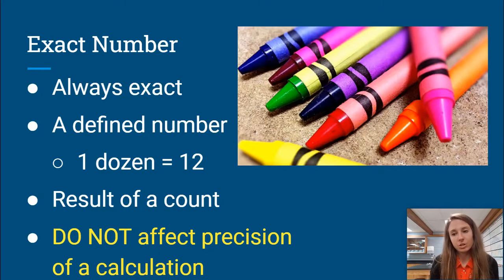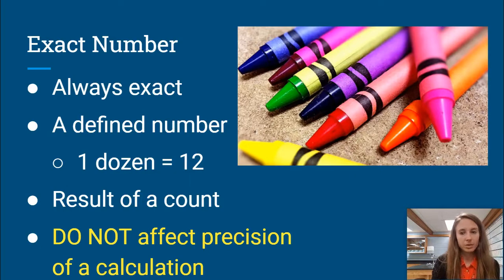So if you look at the picture on the screen, if we count how many crayons there are, you can count that there are 8 of them. And there is no uncertainty that there are 8 crayons in that picture. So therefore, because there is no uncertainty, that makes it an exact number. Likewise, if we jump back to the defined numbers, there is no uncertainty that a dozen equals 12. There is no uncertainty that there are 12 inches in a foot. There is no uncertainty as to how many feet are in a mile or how many miles are in a kilometer. Those are all exact numbers.